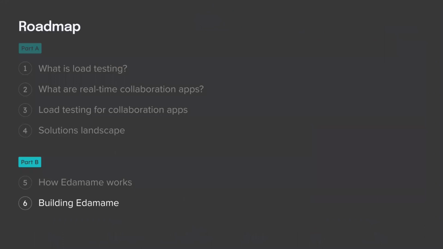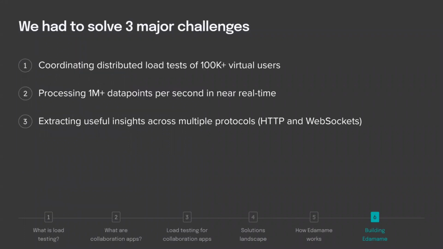Now, I'll hand the mic back to Albert, who will explain the choices we made for these components in more detail. All right. Thanks, Luke. So as we were building Edamame, we ran across three major challenges that we had to solve. The first challenge was coordinating distributed load tests of greater than 100K virtual users. The second challenge was then processing 1 million plus data points per second in real time so that we could visualize the data while it was coming in. And the third challenge was extracting useful insights across multiple protocols, which in our case was HTTP and WebSockets.